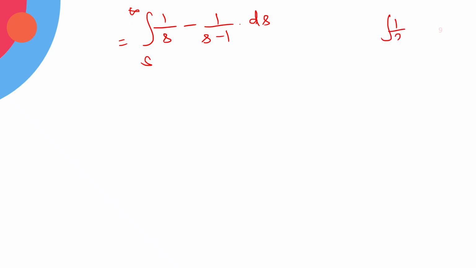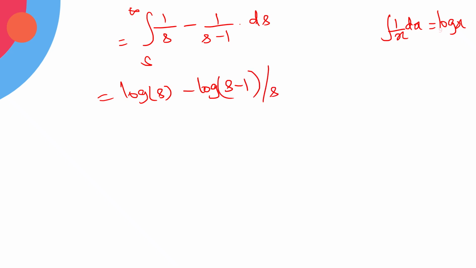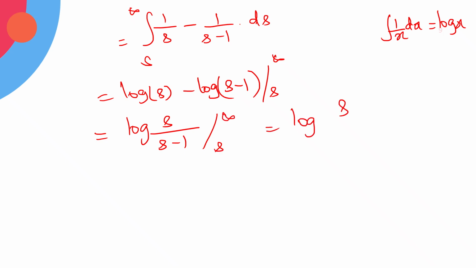Very clearly here, again the same function. Integration of 1 by x into dx will be log x. So here the integration will be log s minus log of s minus 1. And the limit will be from s to infinity. So what is log m minus log n? It is log s divided by s minus 1. The limit will be from s to infinity. So we take s commonly outside from the denominator. It will be 1 minus 1 by s.